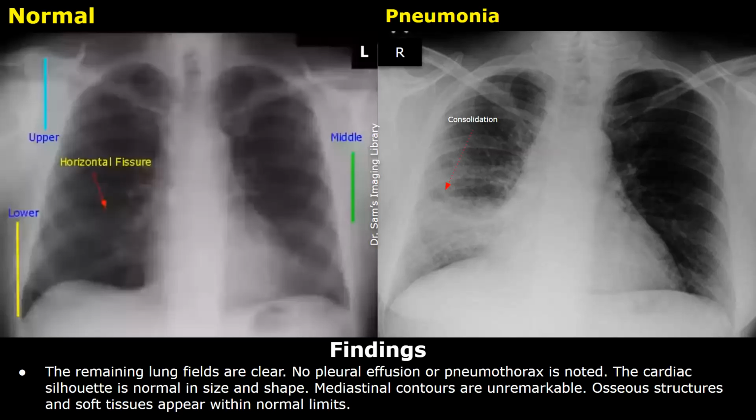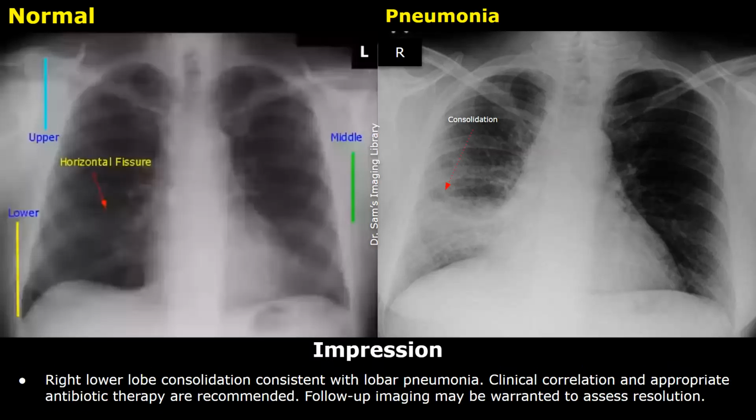The cardiac silhouette is normal in size and shape. Mediastinal contours are unremarkable. Osseous structures and soft tissues appear within normal limits. Impression: right lower lobe consolidation consistent with lobar pneumonia. Clinical correlation and appropriate antibiotic therapy are recommended. Follow-up imaging may be warranted to assess resolution.